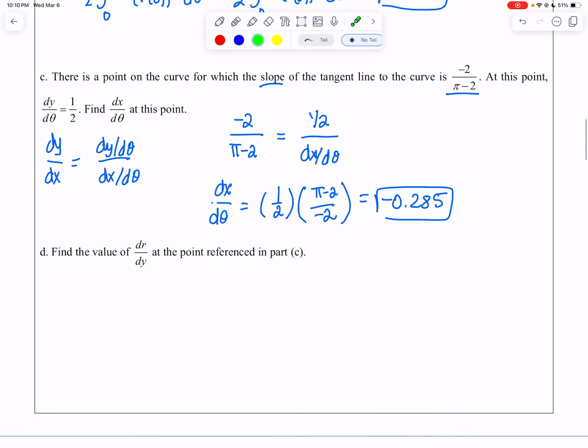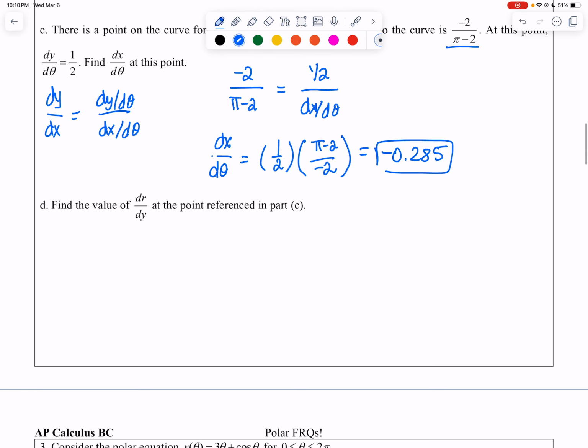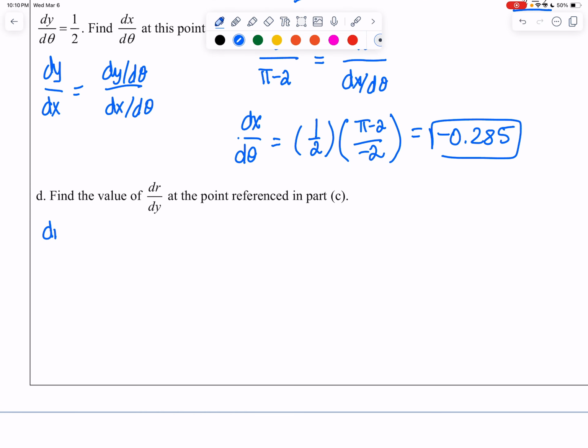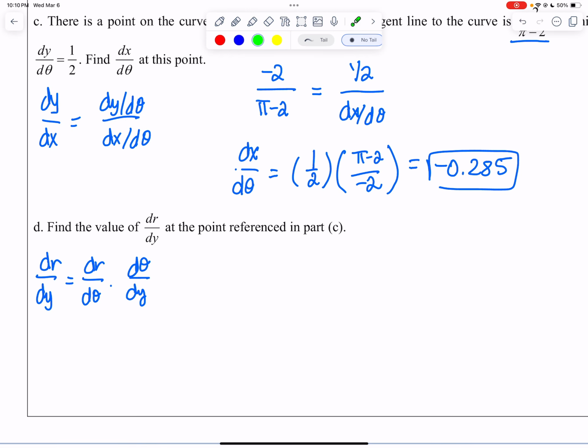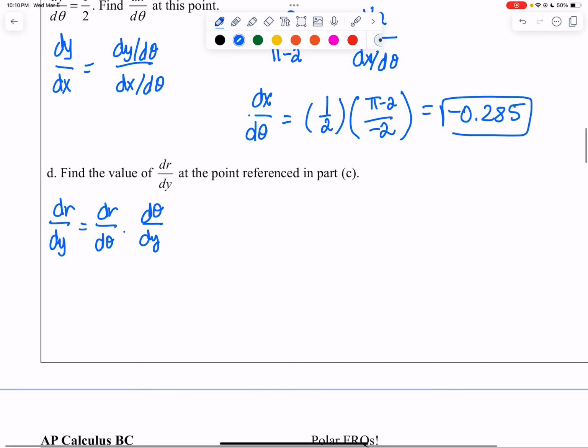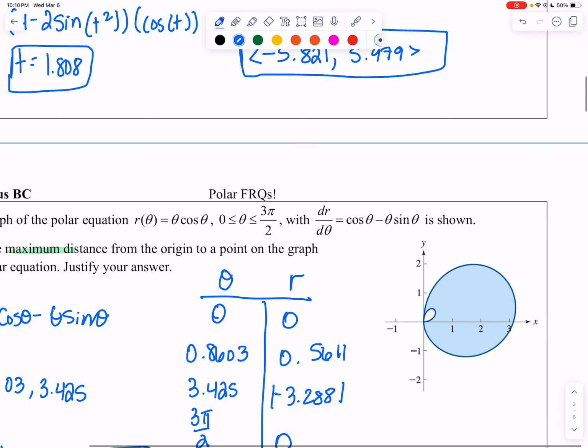But first, let's see what dr/dy is. Remember that dr/dy is going to be the same thing as dr/dθ times dθ/dy. Now, up in part C, dy/dθ is equal to 1, which means that dθ/dy is going to be 2, if I were to take the reciprocal. Now, we also know what dr/dθ is, because it is this thing up top, where we have cosine of theta minus theta sine of theta.